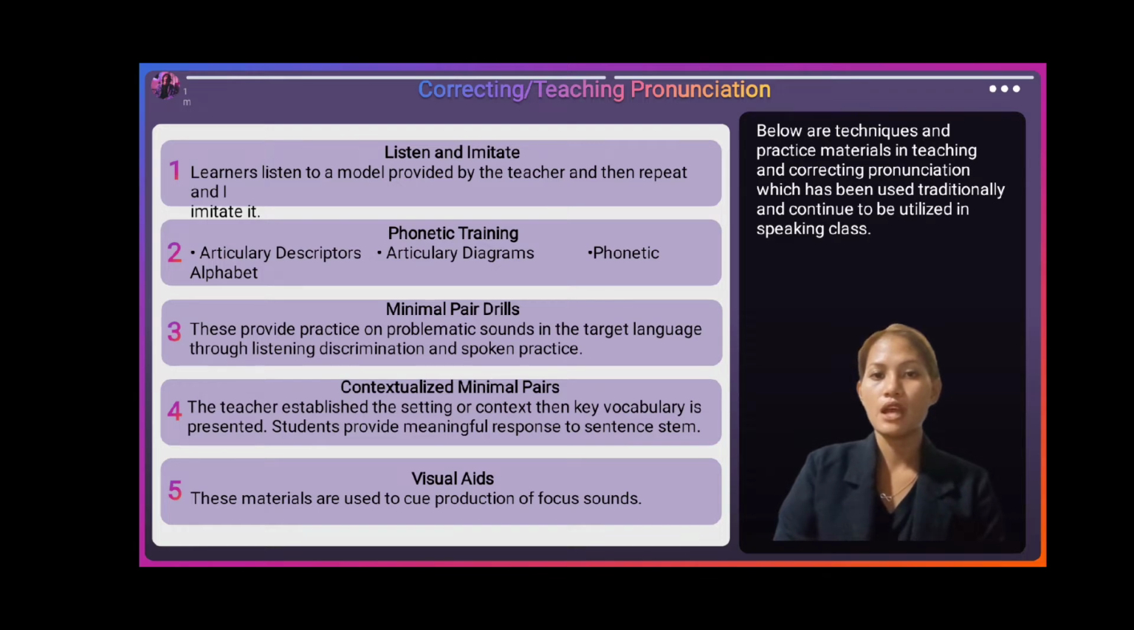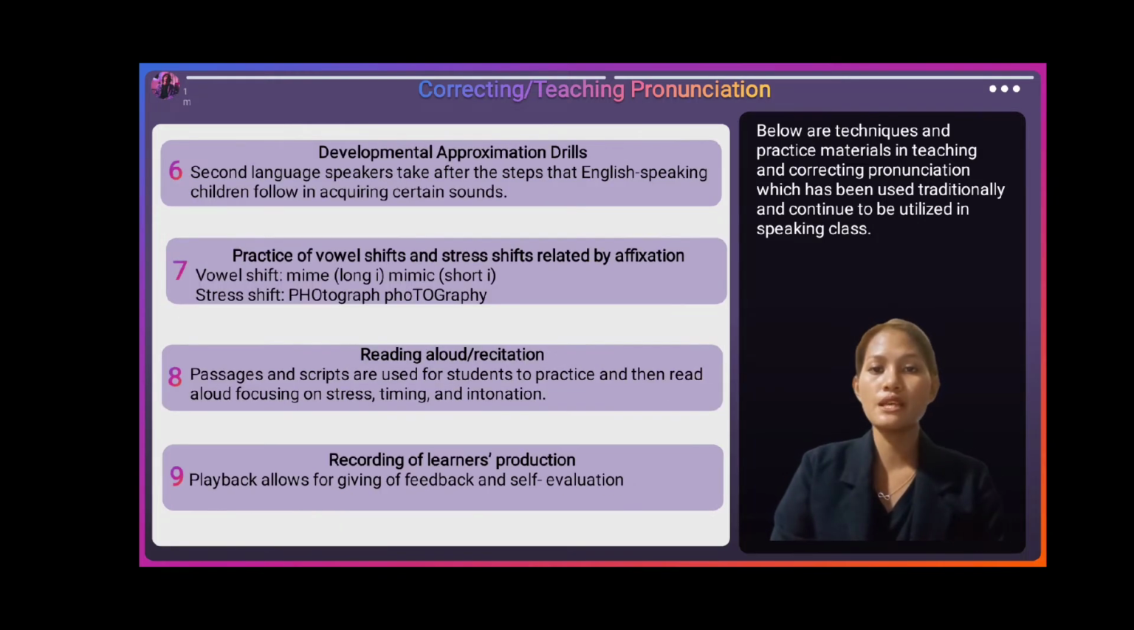Tip number 5. Visual aids. These materials are used to keep productions of focused sounds. Visual aids can be defined in two ways: as a picture or a diagram you show learners to help their understanding, or in a broader sense as anything you show learners in a classroom to do this. For example, the class is learning vocabulary to name parts of the face, and the teacher uses photographs of people as a visual aid.